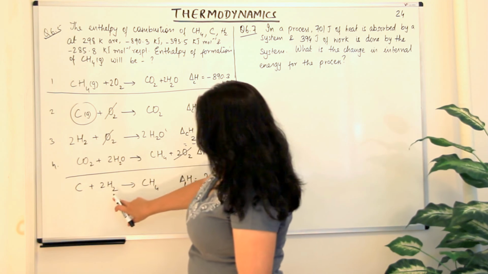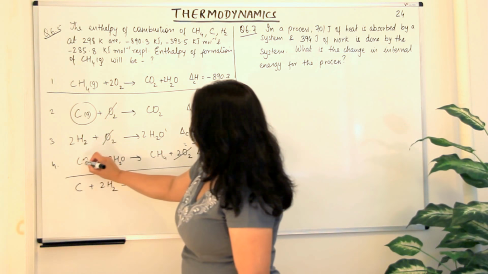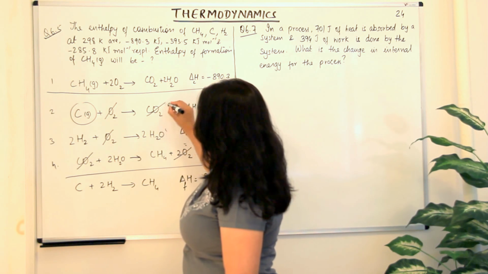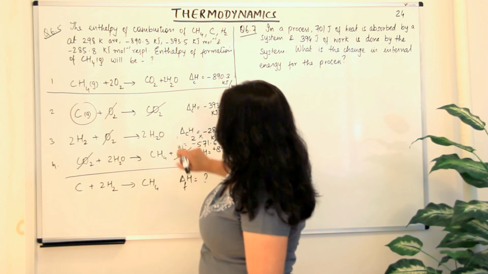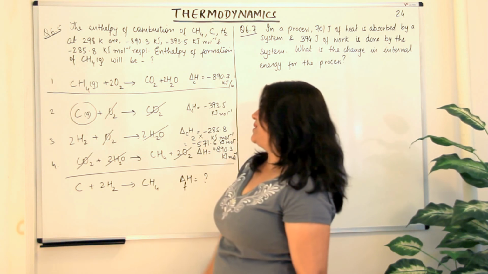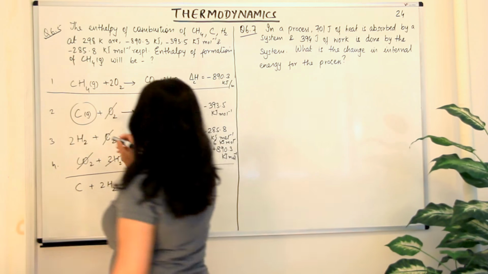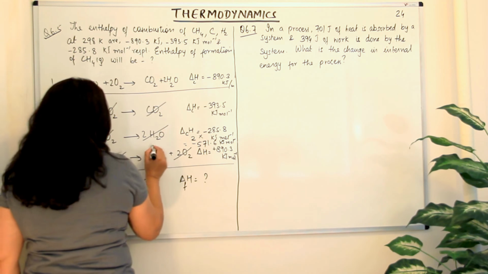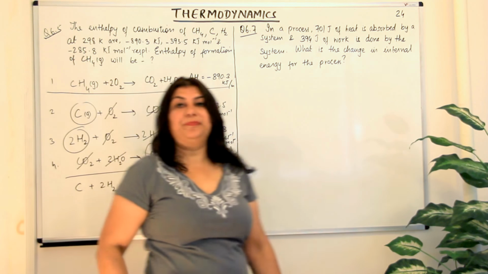Okay, you have 2 moles of hydrogen, we want that. You have carbon dioxide in the reactant and you have carbon dioxide in the product, it is cancelled out. You have 2 moles of water in the products and 2 moles of water in the reactants, they are cancelled out. So you're now left with what you want, the desired equation.